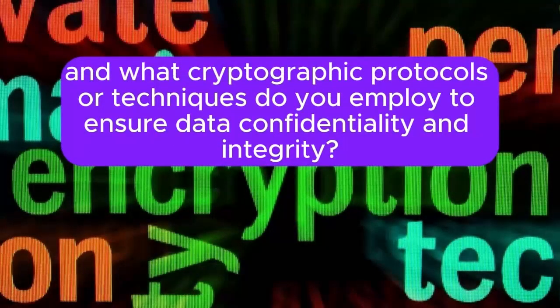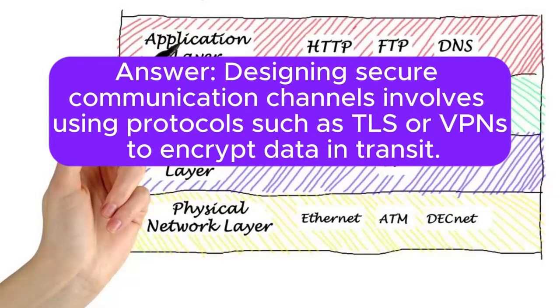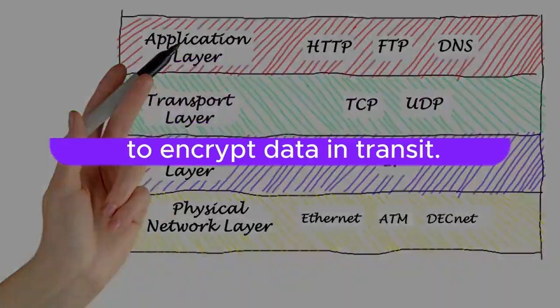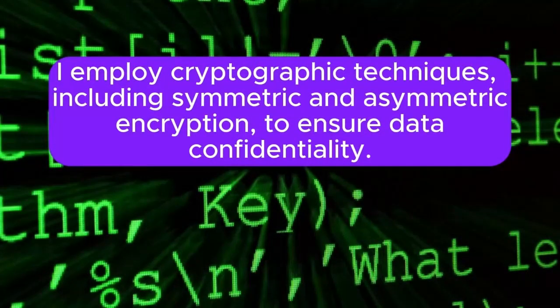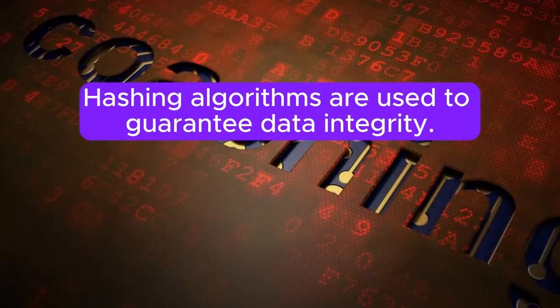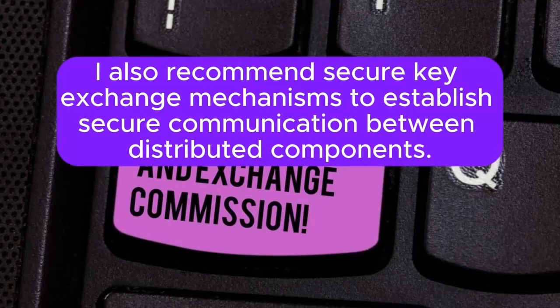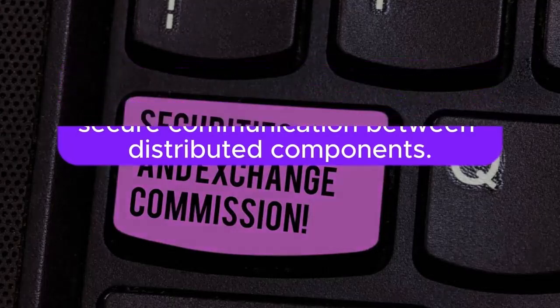15. How do you design secure communication channels between different components of a distributed system? And what cryptographic protocols or techniques do you employ to ensure data confidentiality and integrity? Answer: Designing secure communication channels involves using protocols such as TLS or VPNs to encrypt data in transit. I employ cryptographic techniques, including symmetric and asymmetric encryption, to ensure data confidentiality. Hashing algorithms are used to guarantee data integrity. I also recommend secure key exchange mechanisms to establish secure communication between distributed components.